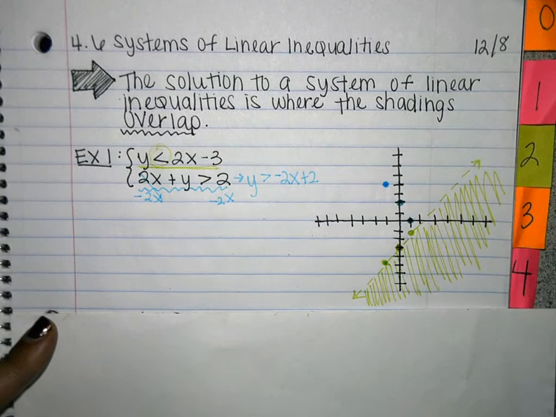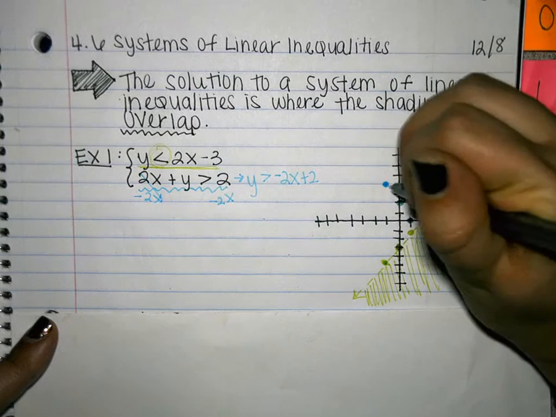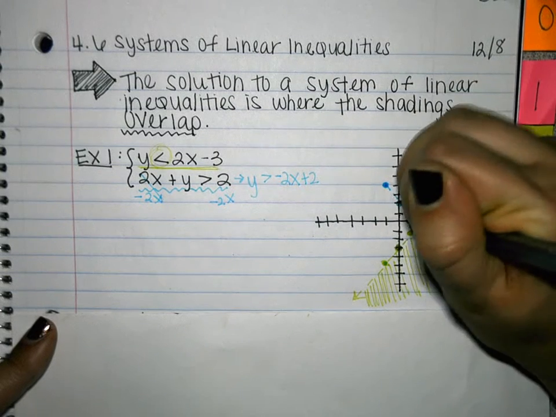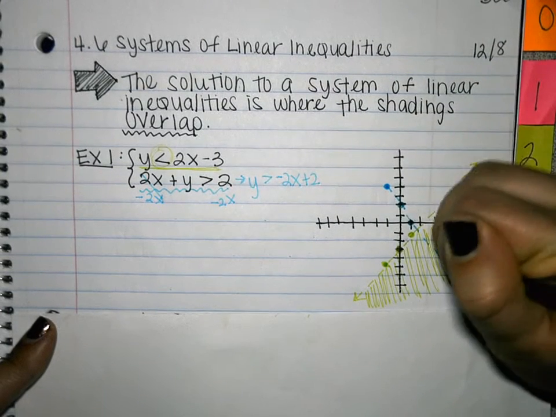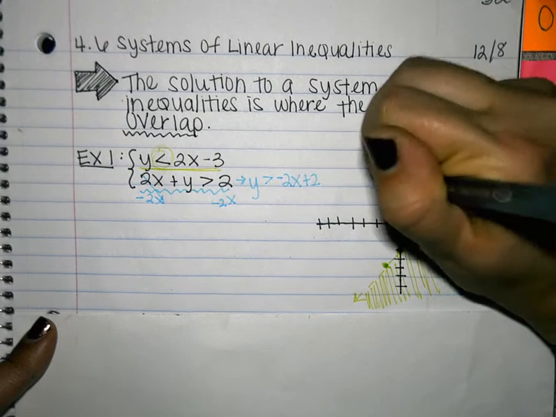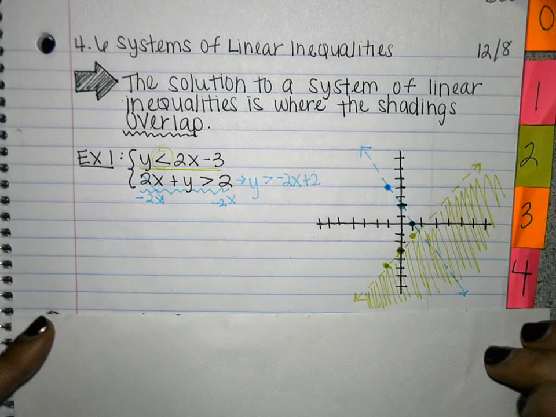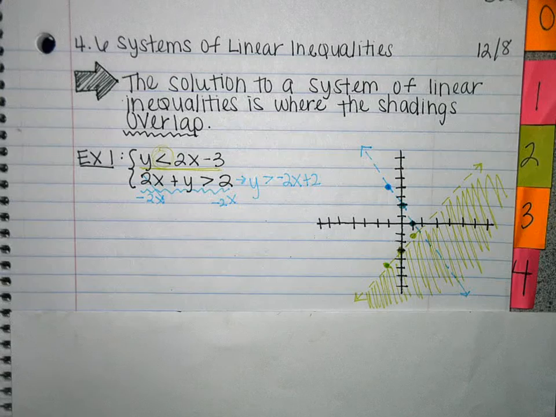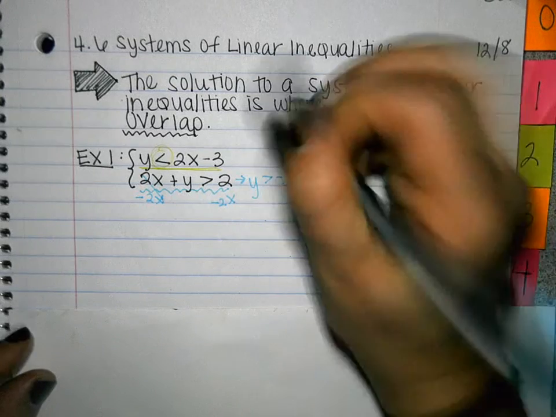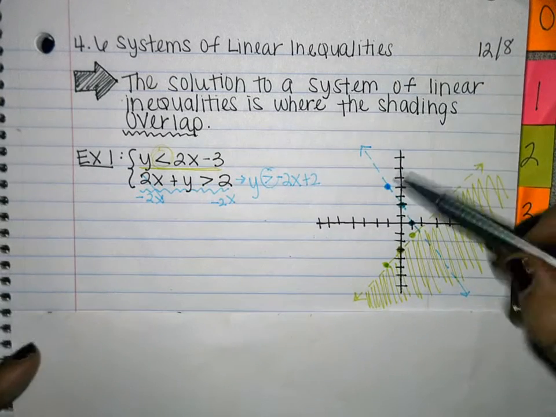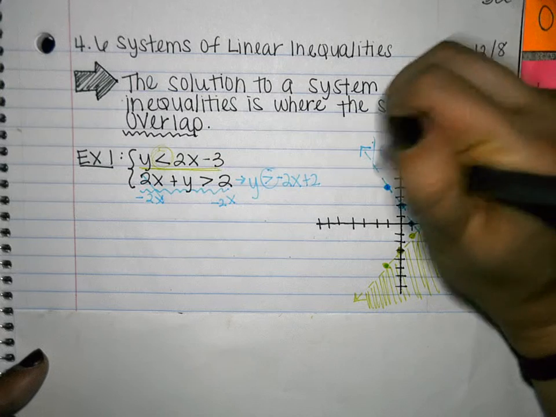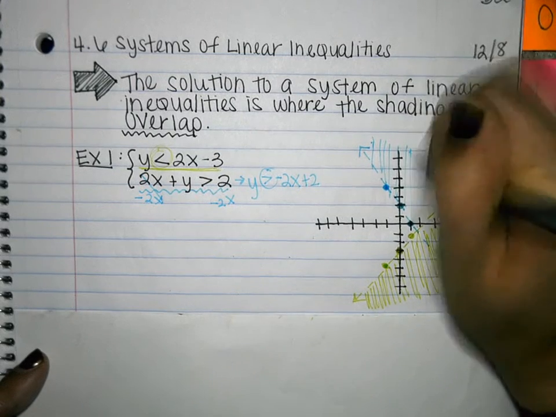That's a greater than symbol. So it is also going to be a dashed line because there is no equal to. And my symbol for this one is greater than. So that means I'm going to shade everything above this line. So this whole area gets shaded.